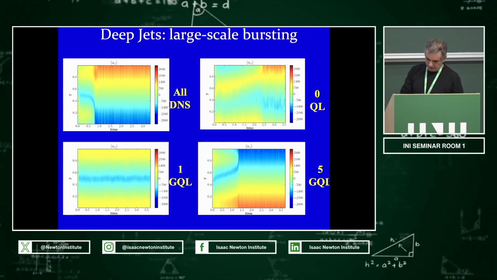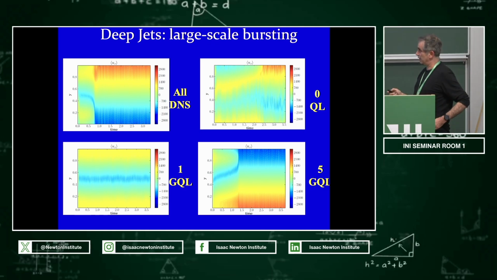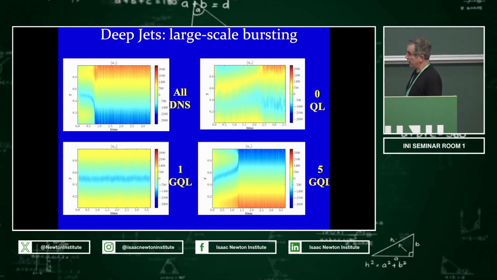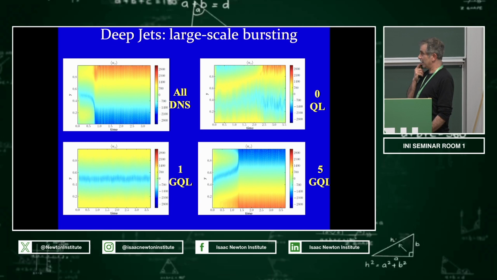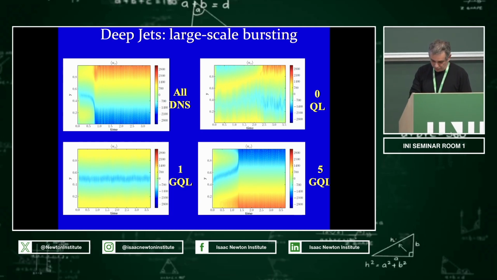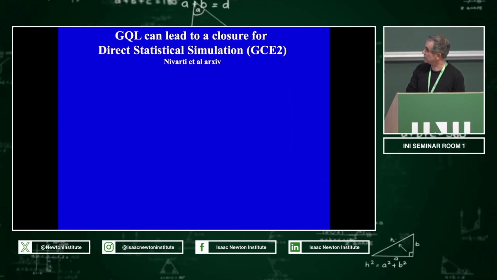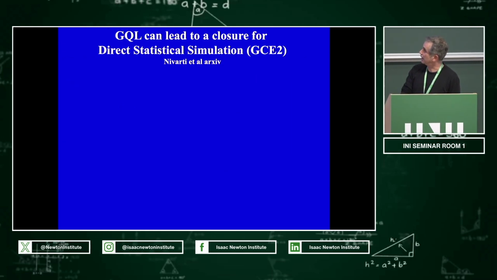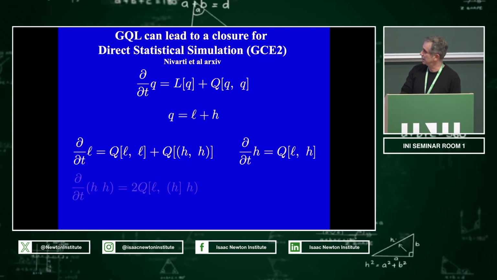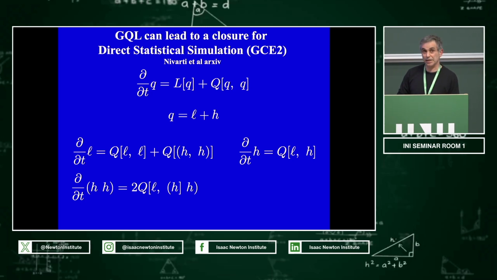Let me just show you the more difficult case, which is the bursting. Both quasilinear and GQL with lambda equals 1 get nowhere near. And you have to go to lambda equals 5 before you can see the bursting. I'm running out of time, but just let me remind you that the generalized quasilinear approximation can lead to a closure for direct statistical simulation, which I think is going to be a more accurate one than CE2, for those of you who know what CE2 is. I'm not going to say very much about it because Brad is going to talk about that tomorrow.